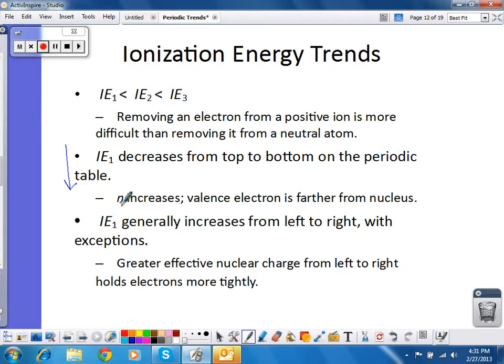Likewise, ionization energy increases from left to right. There are exceptions and we will talk about those later. Okay, so just know the general rule right now. The general rule is left to right, ionization energy increases, and that's because the greater effective nuclear charge holds the electrons more tightly. In other words, smaller radius, the electrons are closer to the nucleus, the more tightly they're held, the more energy it takes to pull them off.